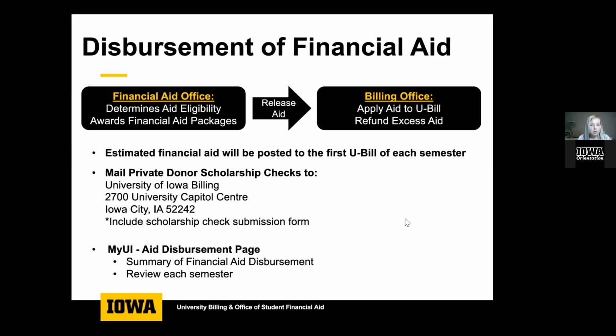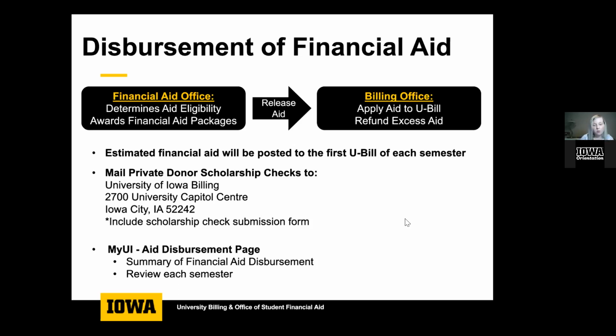I do want to make a quick note here about private donor scholarship checks. So if you are a recipient of one of these, like for example, from your high school or place of business, you will want to send those checks to the billing office at this address. And then there is the scholarship check submission form available on the billing office website that we request you to download and send in with those checks.